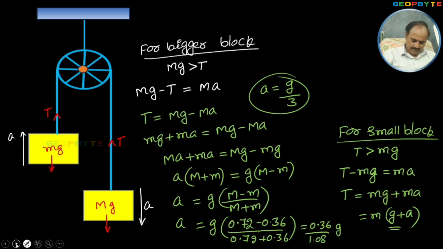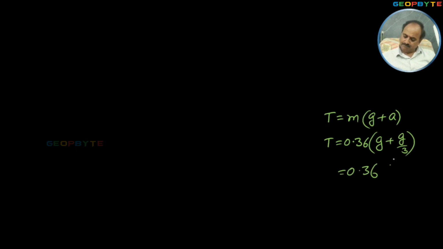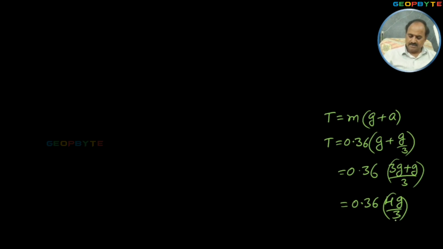Let us take another slide. Here tension T equal to what we got, small m into g plus a. Small m 0.36, g plus a, you got g by 3. It is equal to 0.36 into g plus g by 3, equal to 0.36 into 4g by 3. There is the tension, right? g can be taken 10.